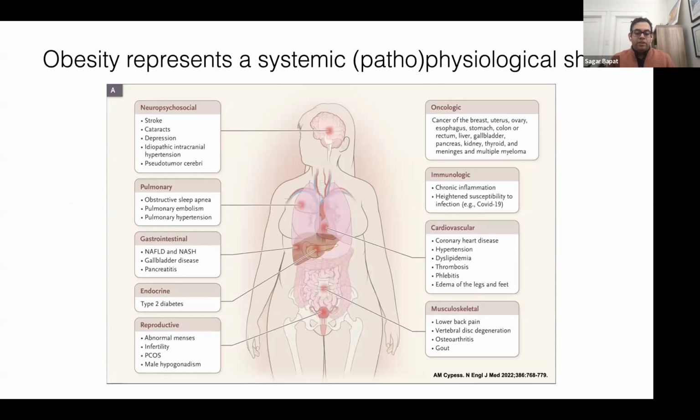So I don't think obesity is much of an introduction to people here, but this is a review that came out in the New England Journal of Medicine a couple of months ago. And it basically demonstrates that obesity is a systemic pathophysiological shift in the body. And across many different systems, it can cause major changes. And here it just describes the things that can go wrong, but I think it also physiologically changes many parameters in the body. And here they mention that immunologically, there's heightened chronic inflammation, although what that exactly means isn't always clear.